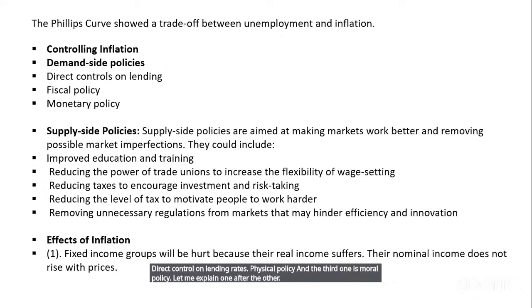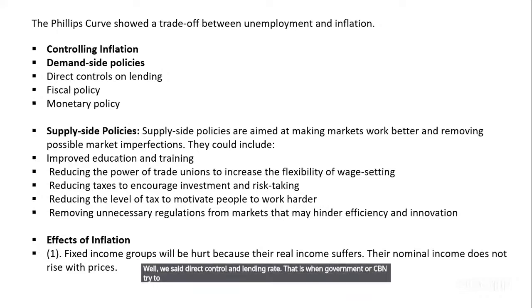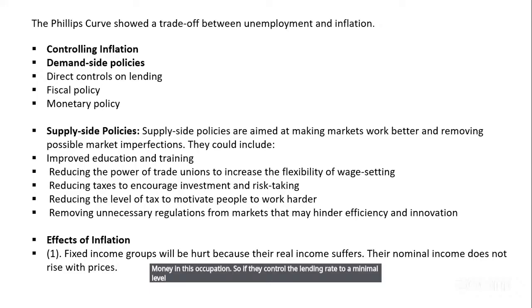When we say direct control on lending rates, that is when government or CBN tries to order the commercial banks to reduce their lending rates, the cost of loans given out to consumers, so as to reduce excess money in circulation. So if they control the lending rate to a minimal level, it will also control inflation to a minimal level.